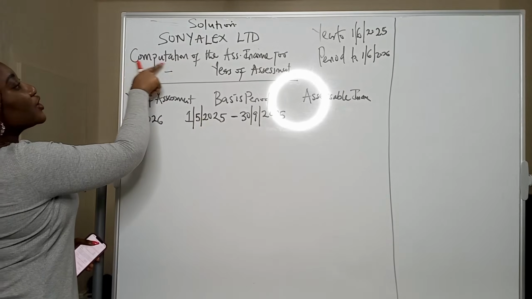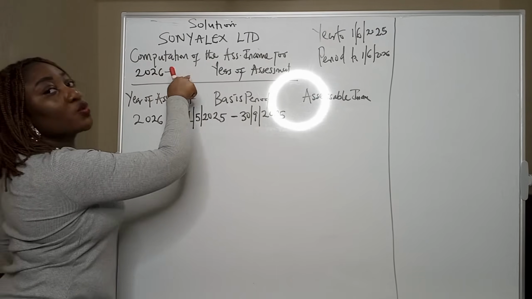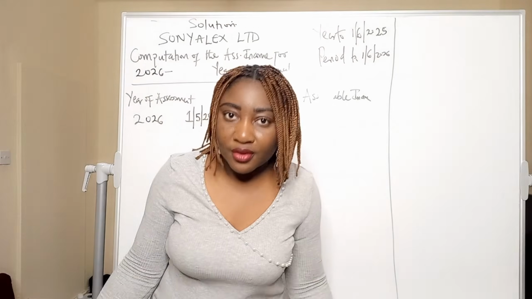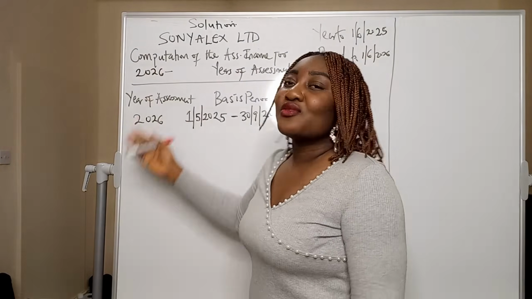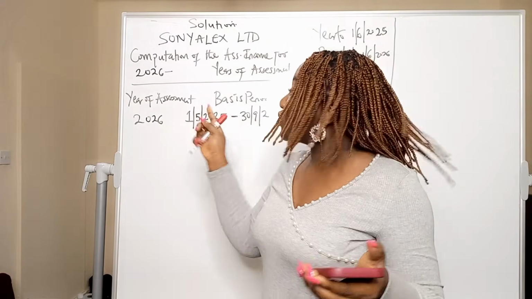So it means that your computation of assessable income is for 2026 up to whatever year of assessment, which we'll get to, right? So you cannot just say 2025. You're already wrong because it's not 2025. It's already wrong. It's 2026.